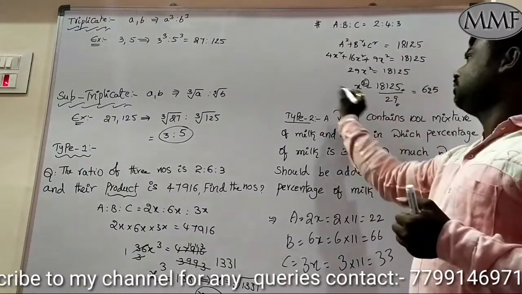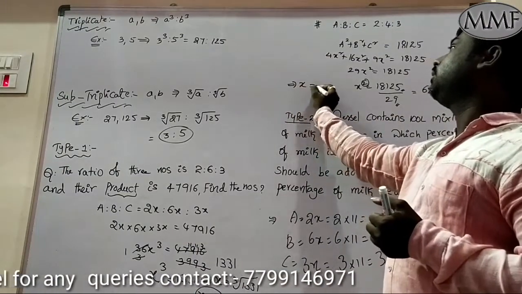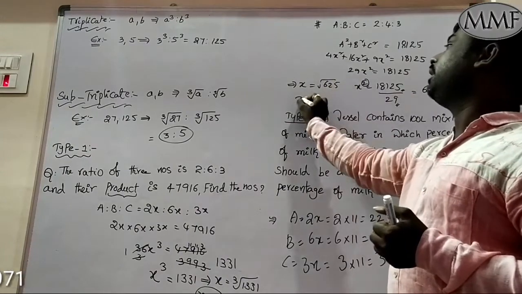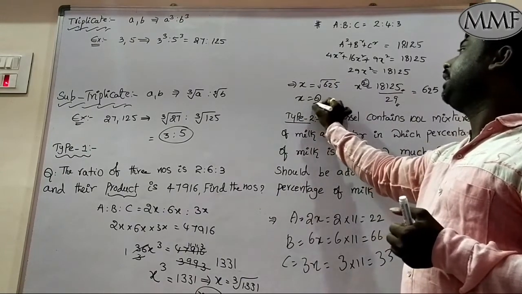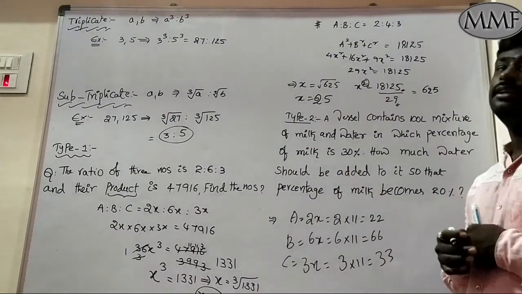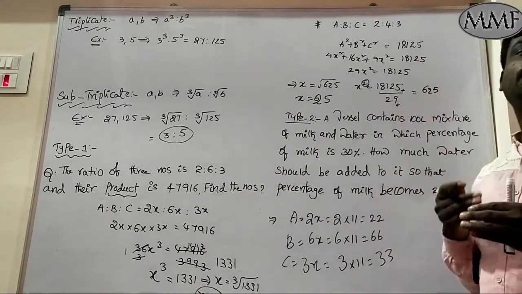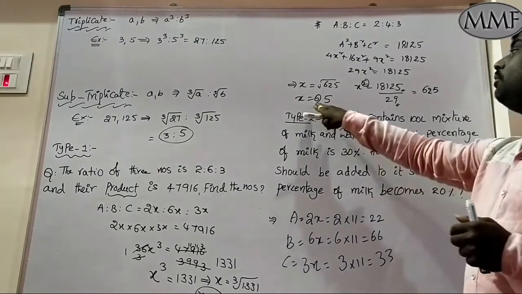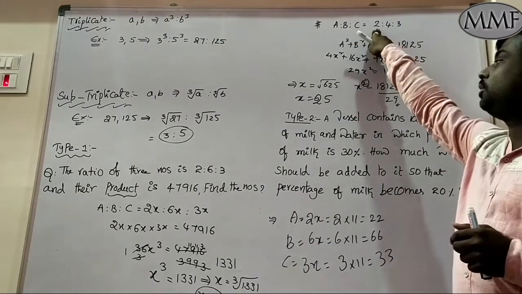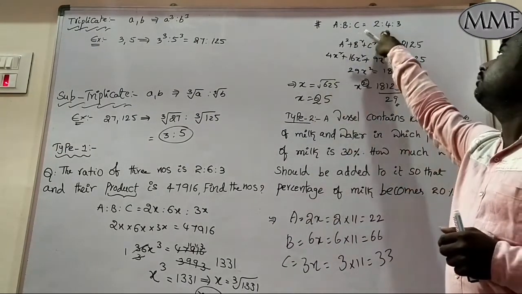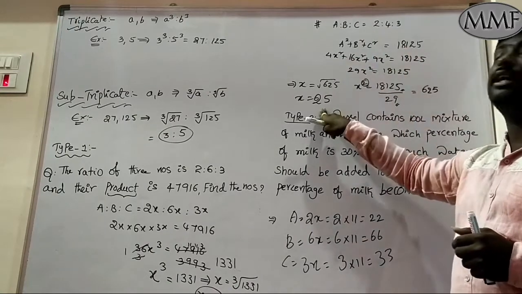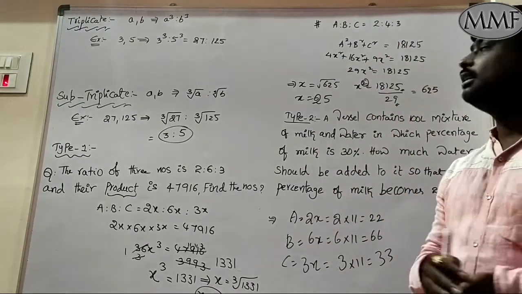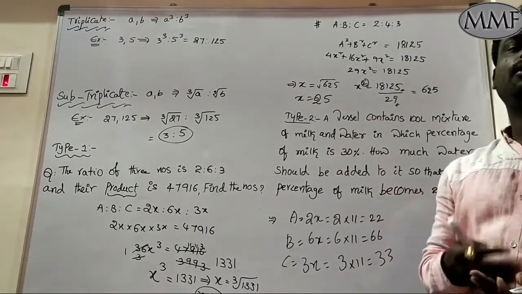Now, from this what we get? X is equal to root 625. What is the x value here? It is 25. Clear? So like this we can do the calculation within a fraction of seconds. If you know the x value, then 2x is 2 into 25, 50; 4x is 4 into 25, 100; 3x is 3 into 25, 75. So like this we can do all the calculations.